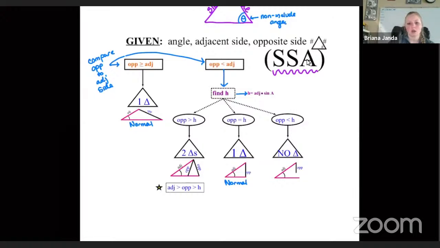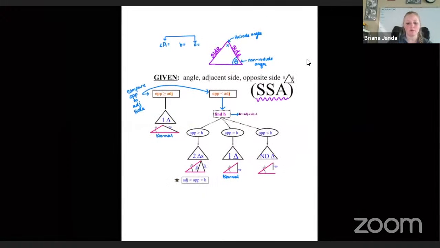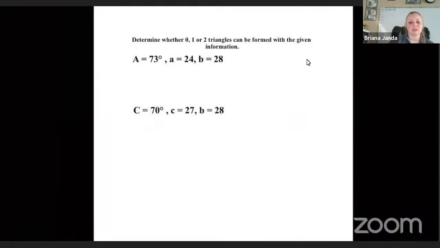Okay. All right. So this is our new thing. Keep this handy as we work through today, because we are going to follow this flow chart over and over. I will be flipping back and forth to this over and over so that we can continue to consult our results of comparing our sides. So first thing is just easing our way into this. Determine whether there are 0, 1, or 2 triangles that can be formed. They're not asking us to actually solve those triangles yet. We're just deciding how many triangles can be formed with the given information.